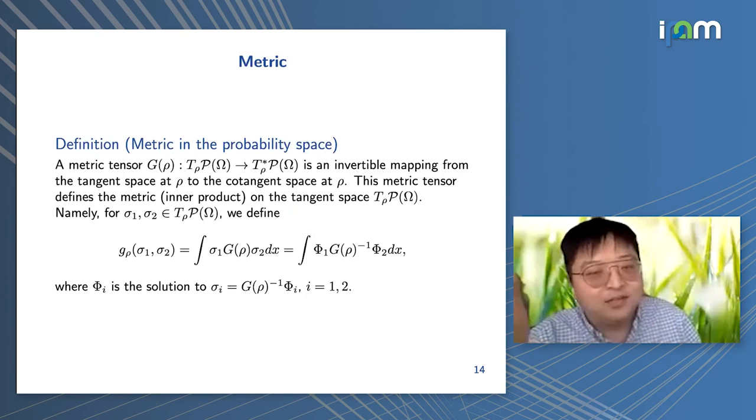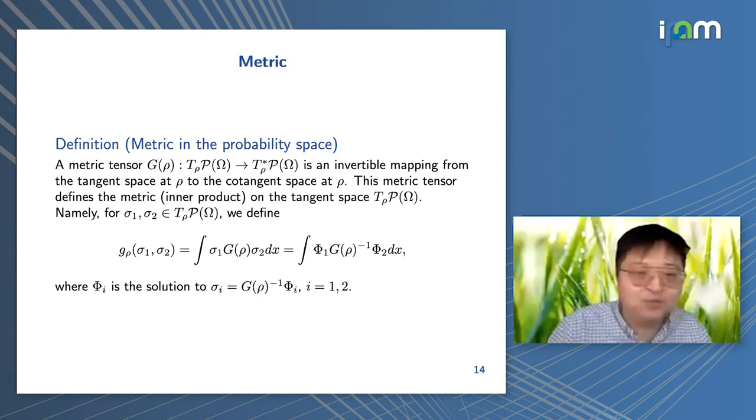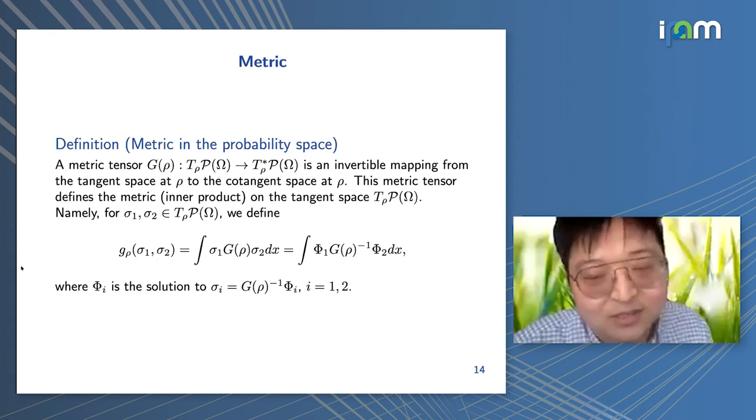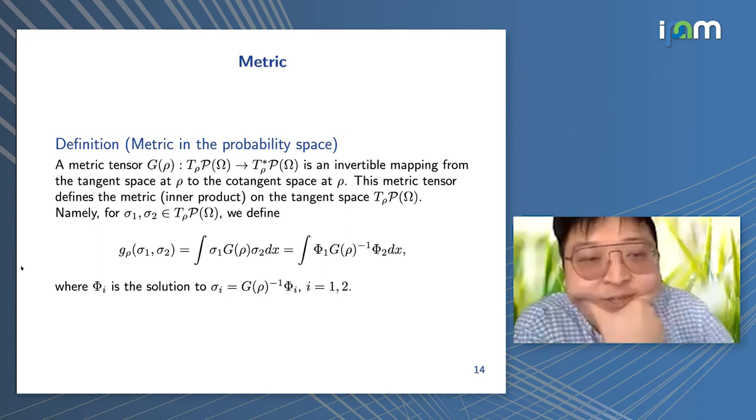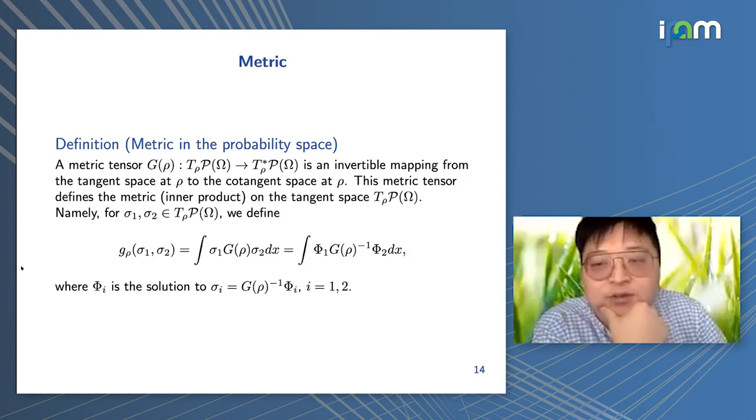At the beginning, we talk about the so-called metric. Essentially, it's a way to introduce a Hamiltonian structure in probability space. There are some necessary notations we have to introduce. Essentially, we want to map a tangent space with a metric tensor, J rho, mapping from tangent space to cotangent space. It's an invertible mapping.